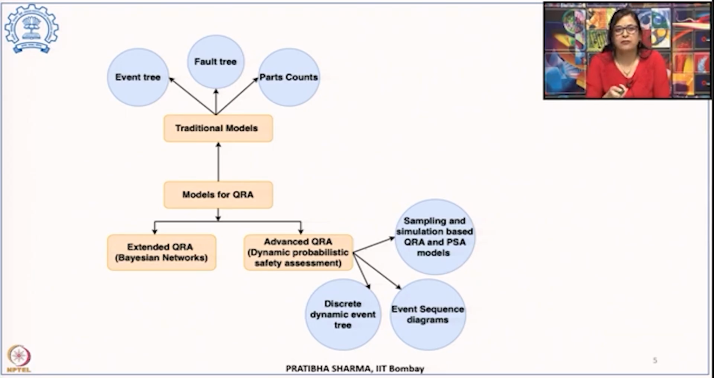So, these are the different traditional models like the event tree analysis or fault tree analysis or parts counts, or it could be an extended QRA wherein we can use Bayesian networks, or it could be advanced QRA models wherein dynamic probabilistic safety assessment tools are used, like discrete dynamic event tree, event sequence diagrams, sampling and simulation based QRA and PSA, probabilistic safety assessment models that can be used.